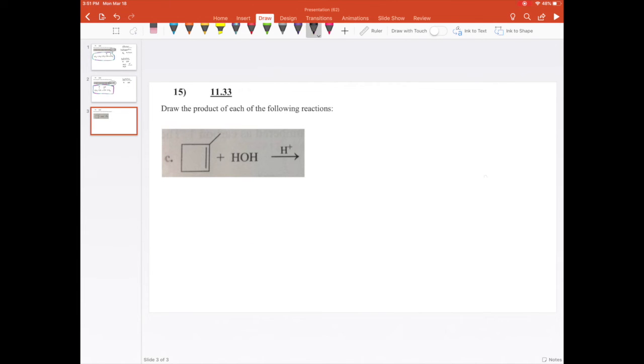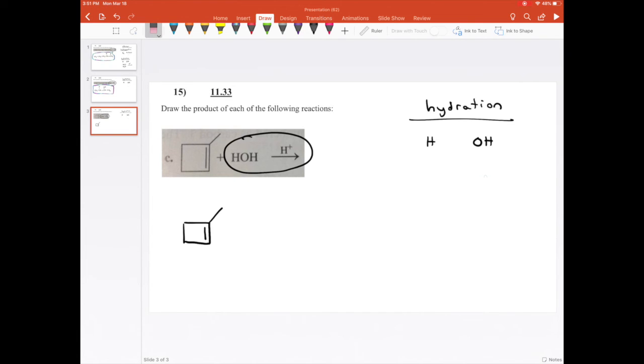In this one, notice they're adding HOH and H+. Yet again, that's hydration. So we're going to be adding H and OH. Take the molecule that they have, erase the double bond, make two new bonds, and you're going to add H and OH. But in this case, the molecule isn't symmetrical. Those two carbons are different, and so we need to know where to put the H and where to put the OH. Let's think about these one at a time.